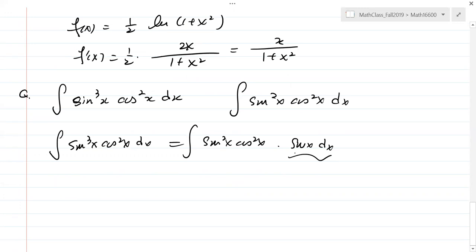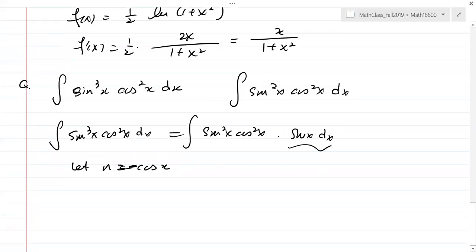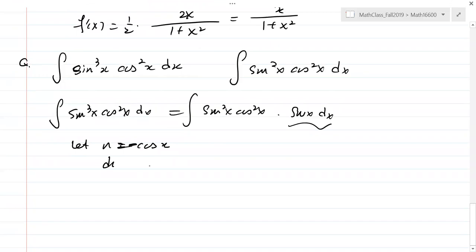So how do we get the sine x dx when u is going to be cosine x? Or you can say negative cosine x, it doesn't matter. So let's put u equals negative cosine x. Then du equals sine x dx. All right, then all the terms can be changed to u, because sine squared x is 1 minus cosine squared x, right? And it's u squared, du, okay?